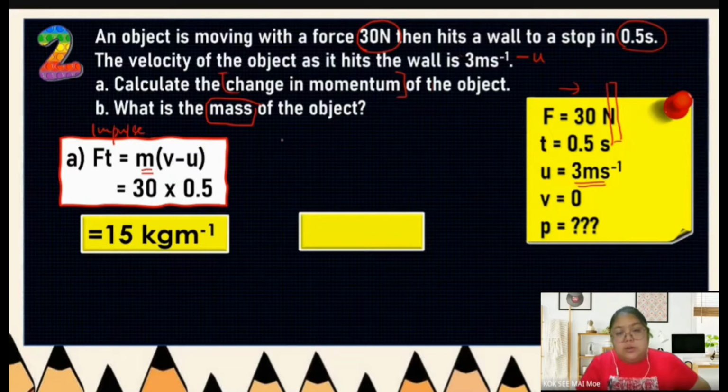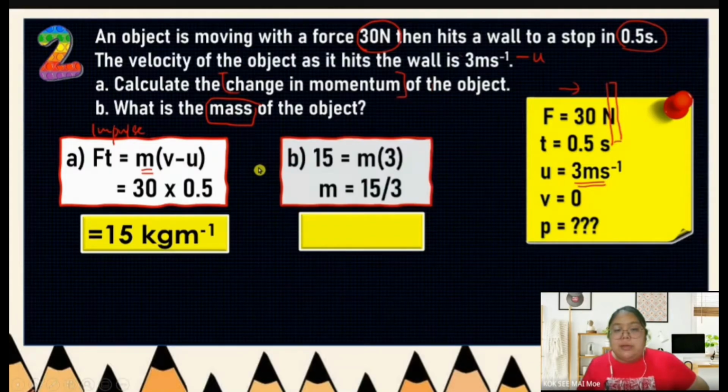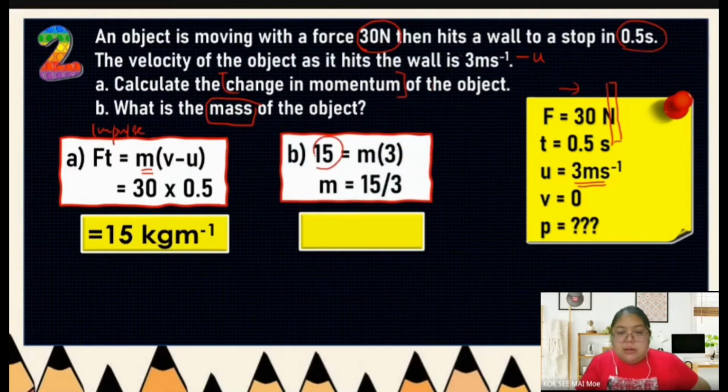So the answer is also the same, 15. Sure, it's 15. Then equals m(V minus U). So from here, 15 I get from here. Then M, okay, you can see the 3. I only take 1. I never take 0 minus 3. If 0 minus 3, later you get the answer that the mass is negative. How would you explain the mass being negative?